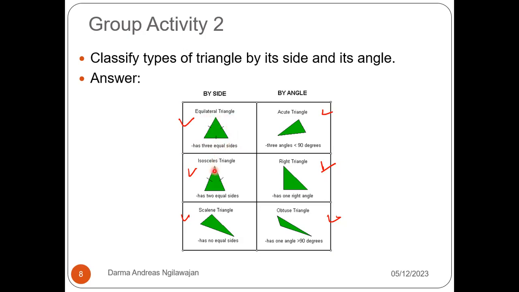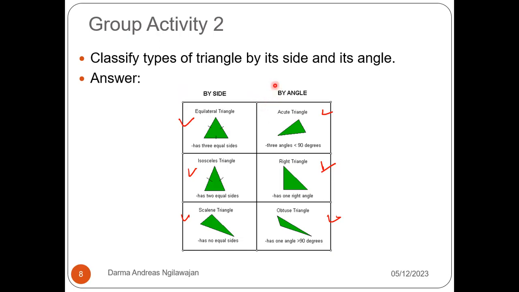The second one, isosceles triangle. This triangle has 2 equal sides. And the last one is scalene triangle. This triangle has no equal sides. Tidak ada sisi yang sama. Segitiga sembarang ya. Yang terakhir ini ya. Oke. That is by the sides.